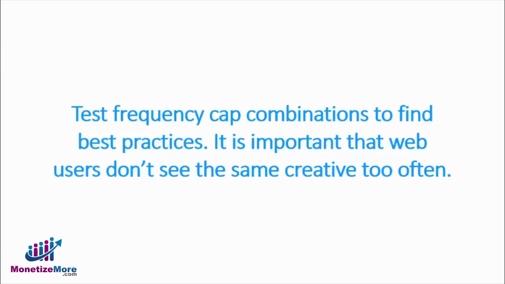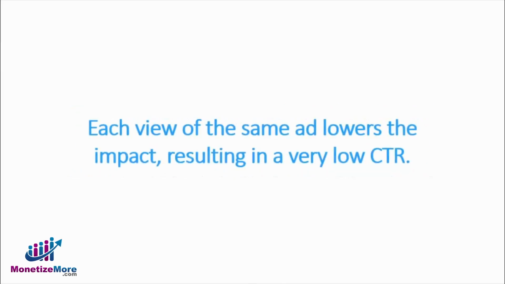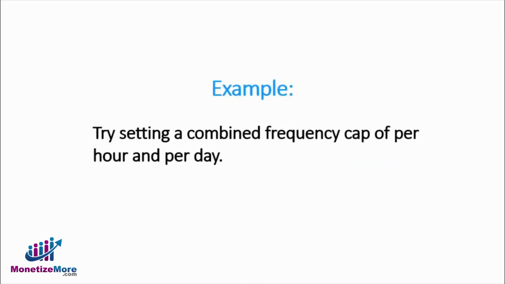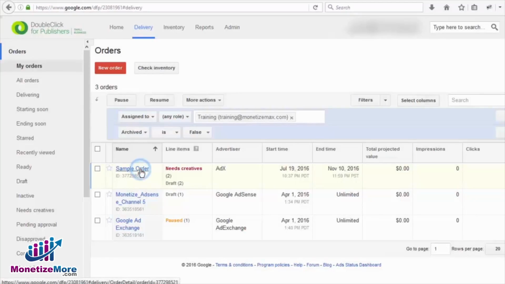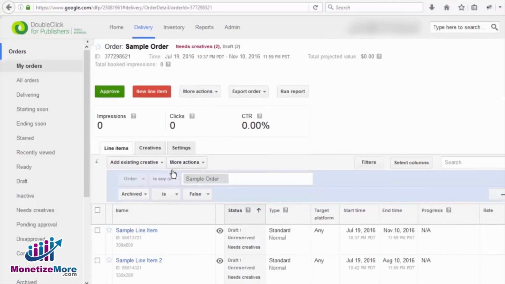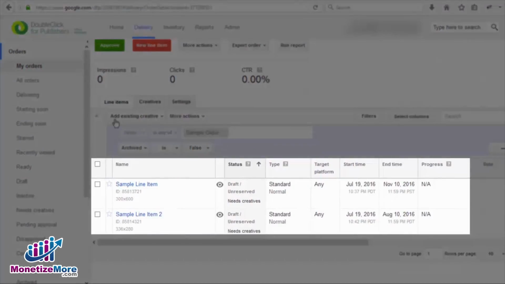The impact of the ad will certainly dissipate with each subsequent viewing, resulting in a very low CTR. What you can do, however, is set a combined frequency cap of 1 impression per hour with a second frequency cap of 3 impressions per day. Let's run through a quick example in DFP so you have a better idea of how to adjust the two levels of frequency capping. For starters, begin on the Delivery tab and locate the order containing the line item you'd like to add the frequency caps to.